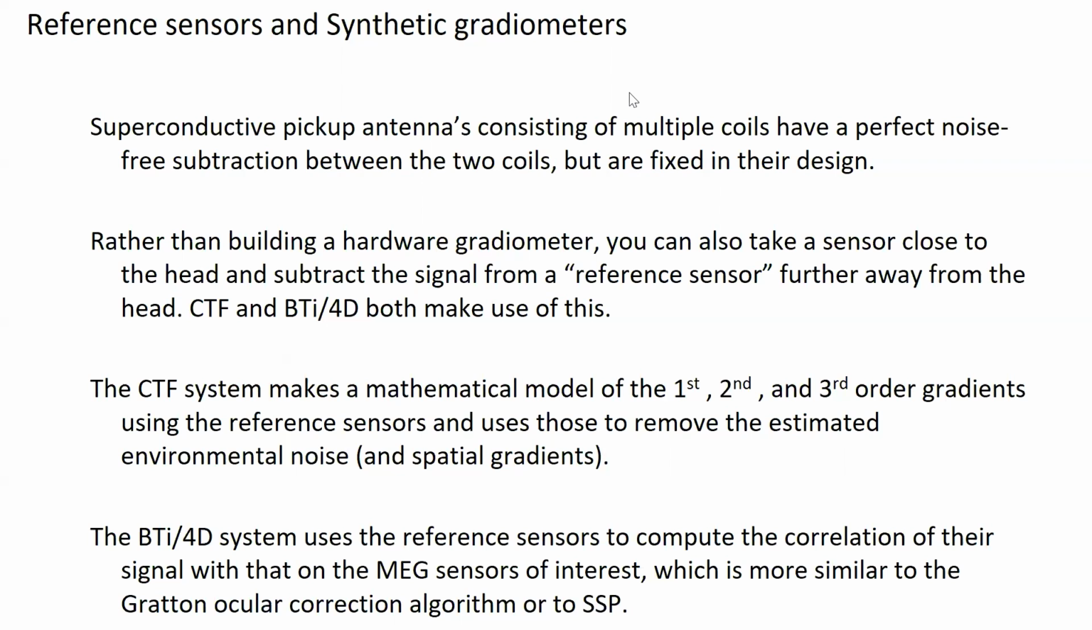For the CTF system, we can make use of a mathematical model of the first, the second, and the third order spatial gradients using these reference sensors, and use that to remove the estimated environmental noise and their spatial gradients. In the BTI system, the reference sensors are used to compute the correlation of their signal with that on the MEG sensors, which is done in a calibration session without the participant being in there. So it's an empty room recording. And in a way that is then more similar to the Gratton eye correction algorithm or to signal space projection type of methods.